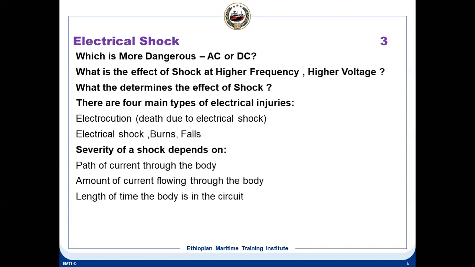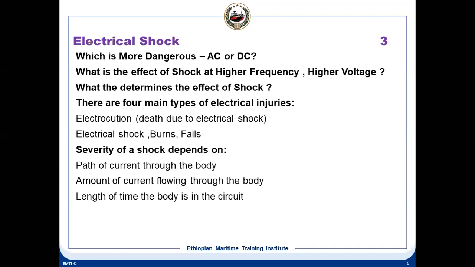The RMS voltage of AC is equivalent to the DC voltage, but the peak voltage in the case of AC is much higher. The second thing is the capacitive effect. In the case of DC, a capacitor blocks the DC, but in the case of AC, it passes. So the capacitive effect is also a main factor.